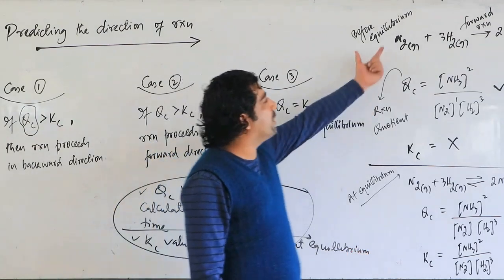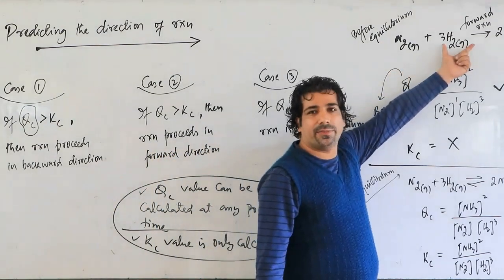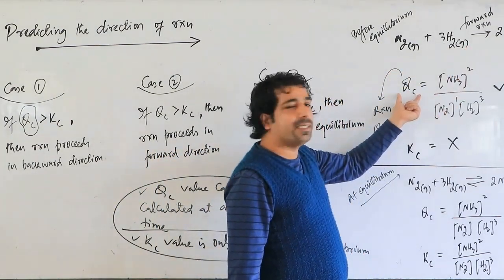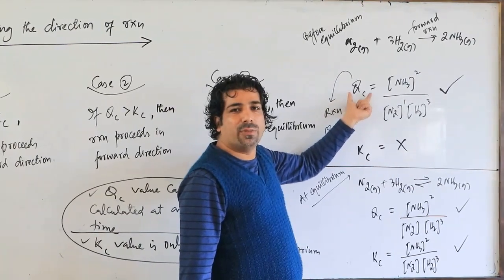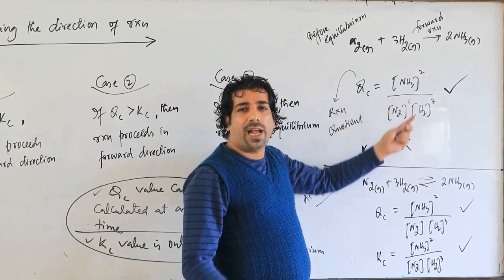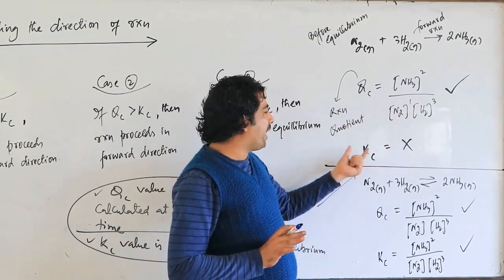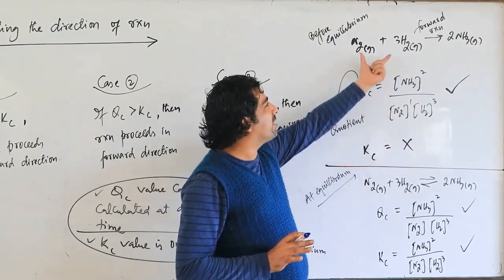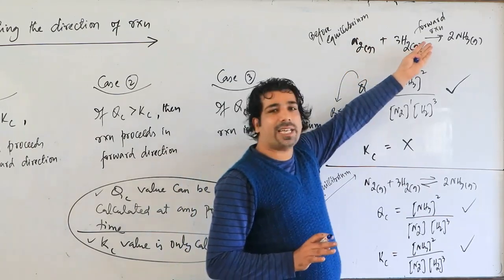So this reaction was not at equilibrium. So which value did I calculate? Qc. So Qc is the molar concentration of products divided by the molar concentration of reactants. Correct? At any point of time. I cannot calculate Kc for this reaction because this reaction is not at equilibrium.